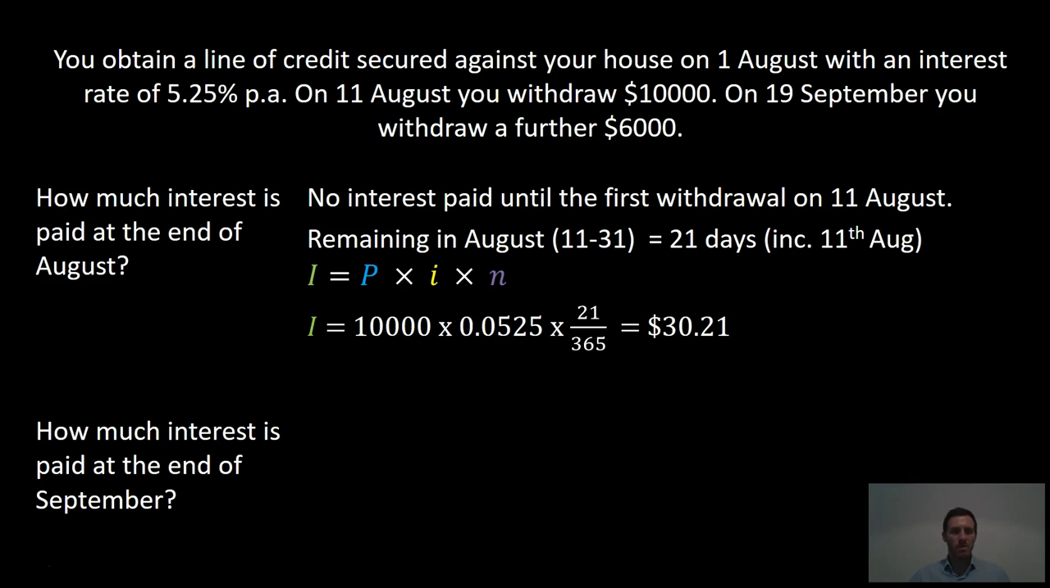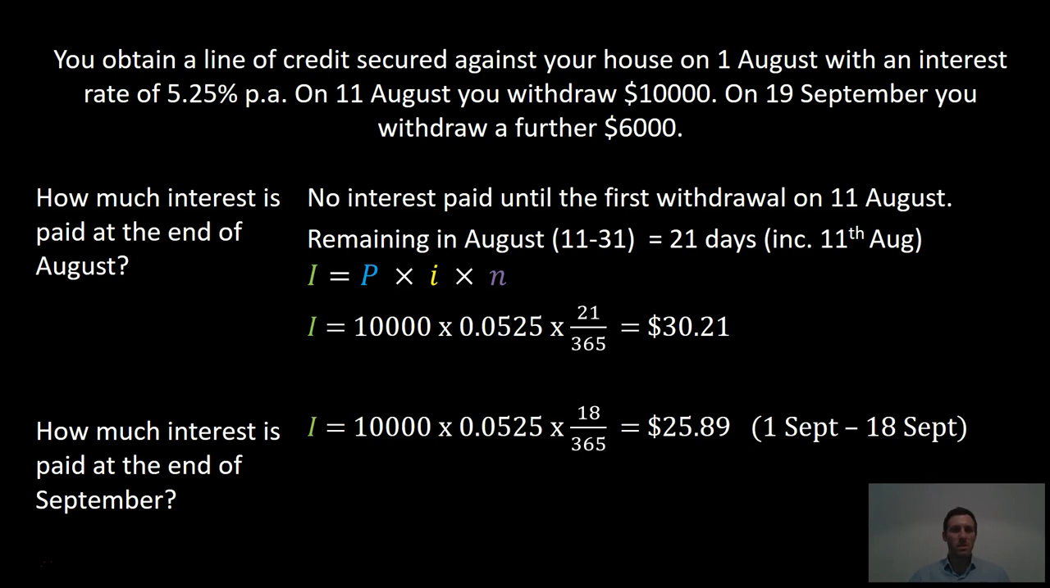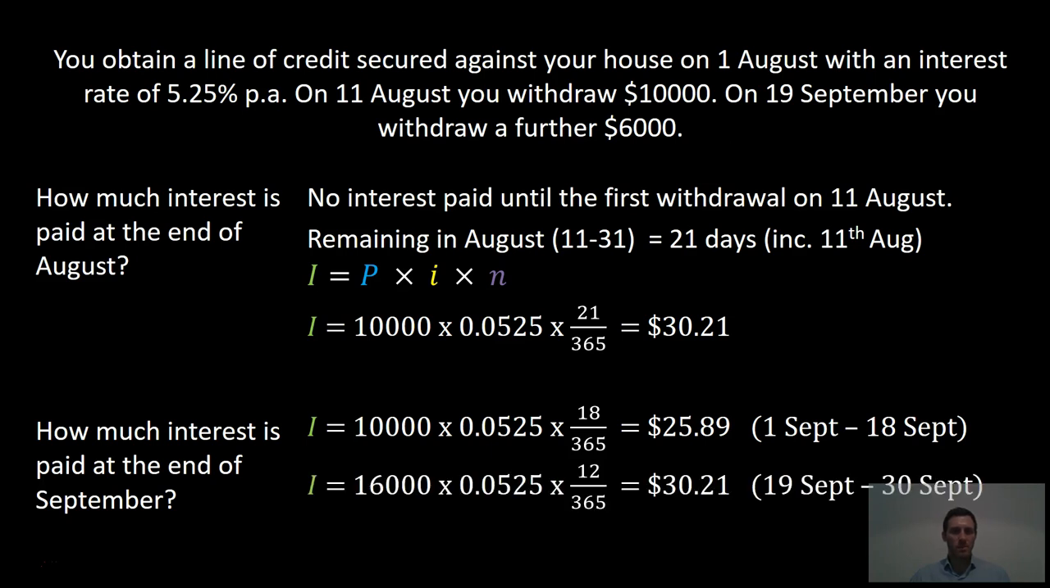How much interest is paid at the end of September? Now we're going to have to break this up into two different periods. The first period, the balance was $10,000, and this was from 1st of September to 18th of September. So we have 18 days at $10,000 at 5.25%. We get $25.89 interest. The next period is from the 19th of September to the 30th of September. That's 12 days. Now we're at $16,000 because we've taken out an extra $6,000.